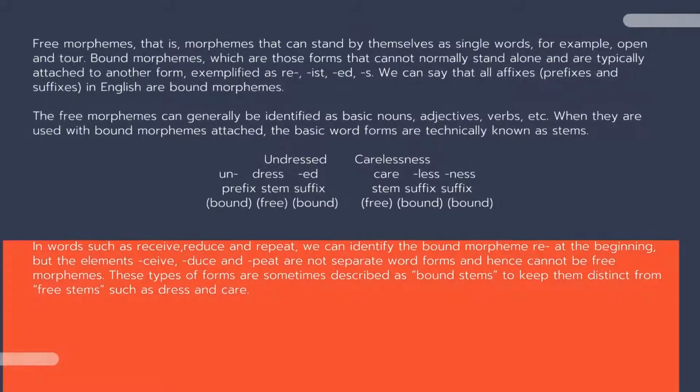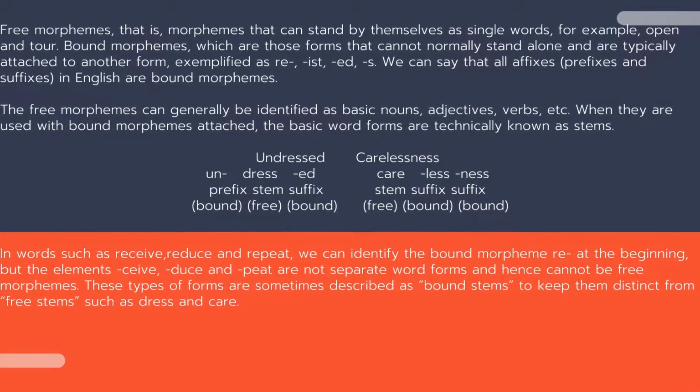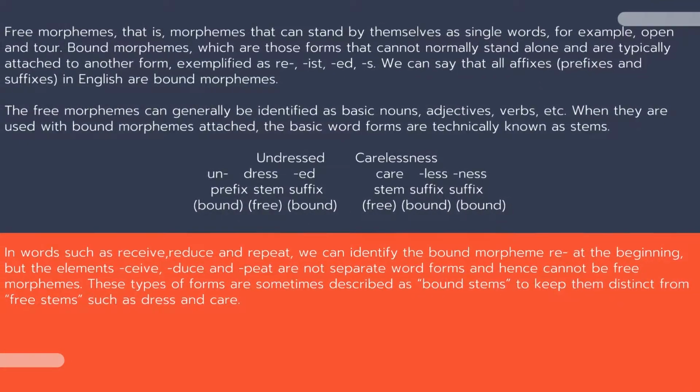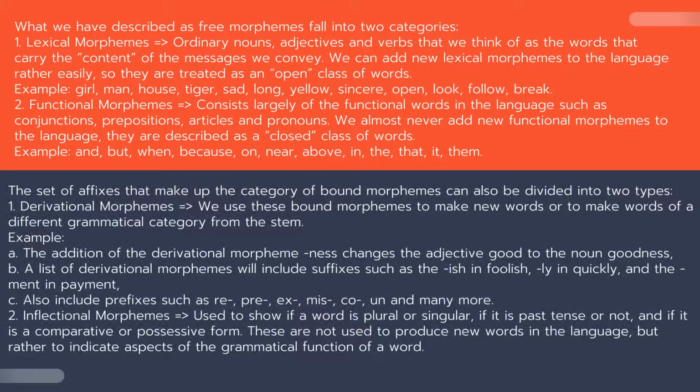In words such as receive, reduce, and repeat, we can identify the bound morpheme re- at the beginning. But the elements -ceive, -duce, and -peat are not separate verb forms and hence cannot be free morphemes. These types of forms are sometimes described as bound stems, to keep them distinct from free stems such as dress and care.